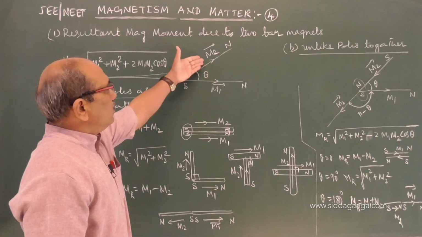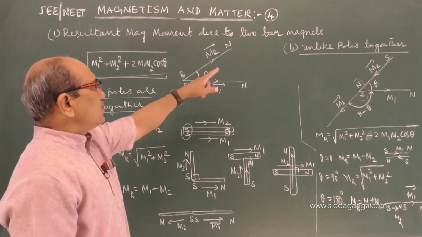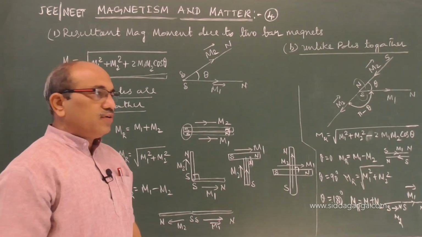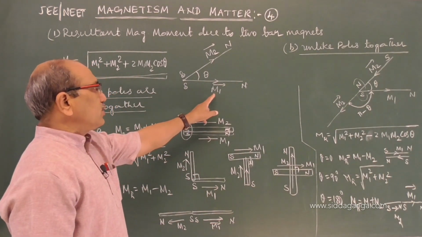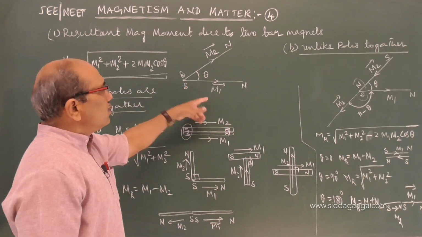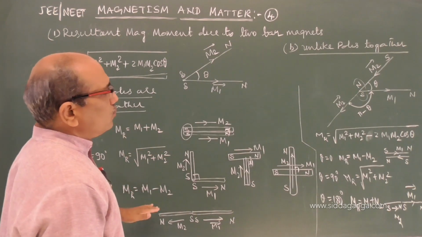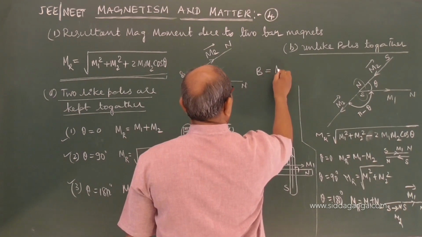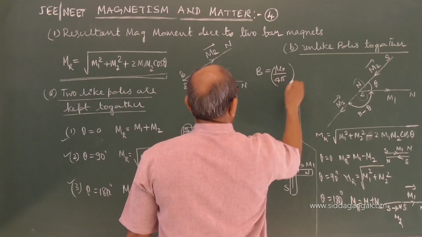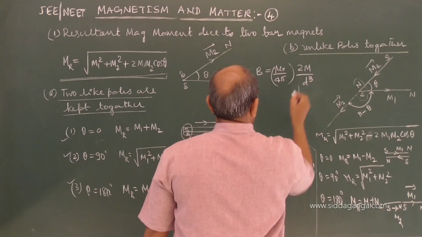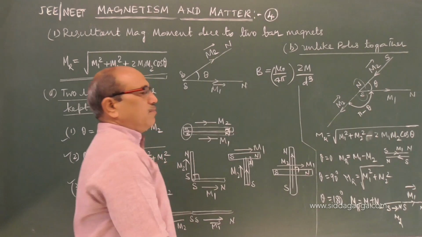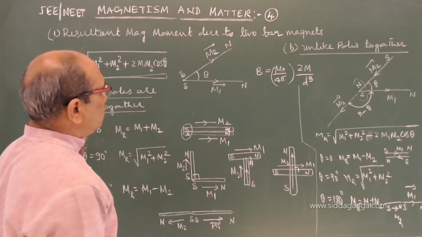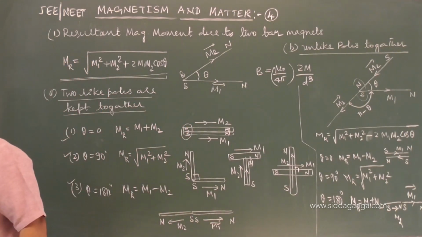Similarly, instead of M, we can discuss with the field, because along the axis the field is in the direction of the moments. The same relation can be applied for the magnetic field also, because direction of B and direction of M are the same. Only the equation for magnetic field along the axis you have studied as mu naught upon 4 pi into 2M upon d cube, where d is the distance from the center of the dipole where you want to see the magnetic field. So that is what we discussed about the two cases, along the axis and perpendicular to the axis.